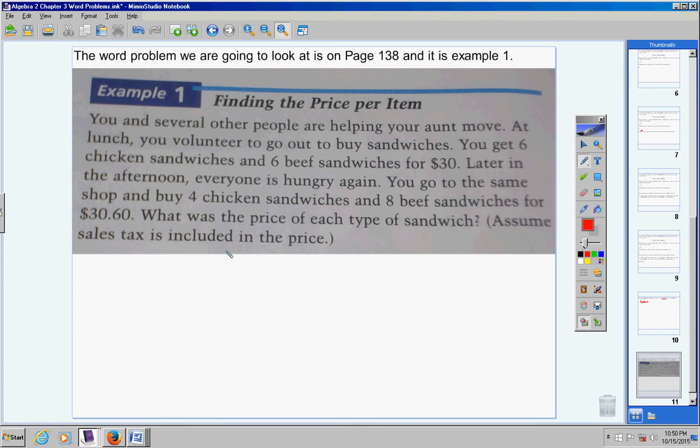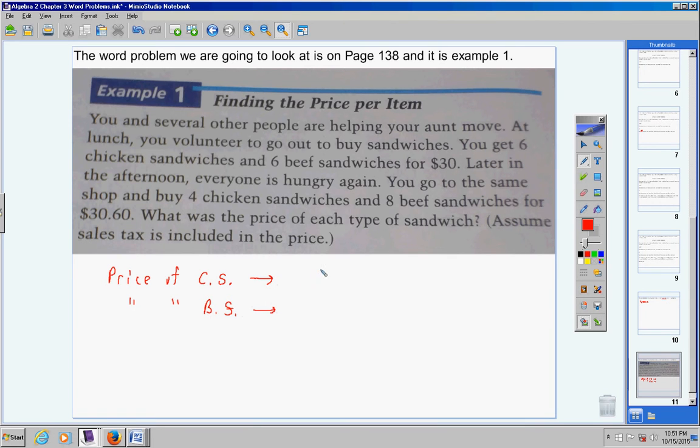Now, the first thing you want to do when you're solving a problem like this is write out your two unknowns and give them a name. Our unknowns are the price of each sandwich. So one unknown is what? Write it down. One unknown is the price of a chicken sandwich. The other unknown is the price, I'm going to use ditto marks here, of beef sandwiches. So there are your two unknowns. We need to give them a name.